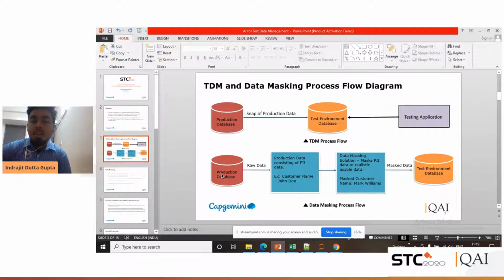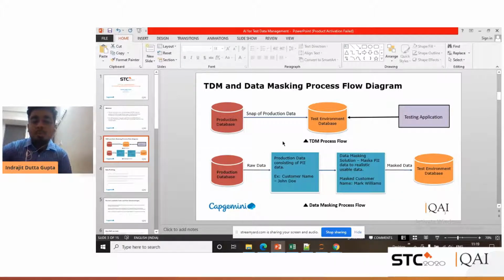Now where will they get this test data? And this is where TDM comes into play. It copies a snapshot from the production database to the testing environment database. And then the testing application can connect to the test environment database and use that data for testing.